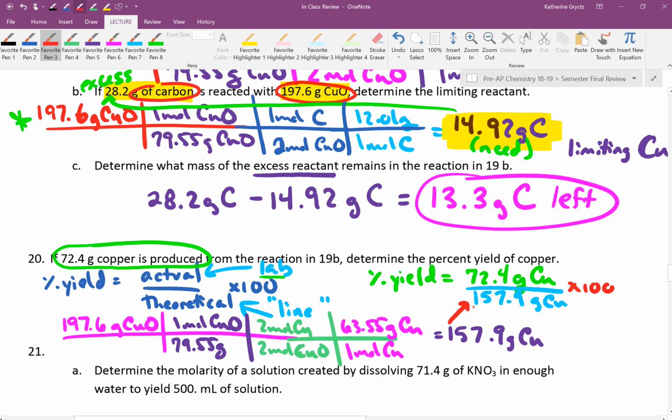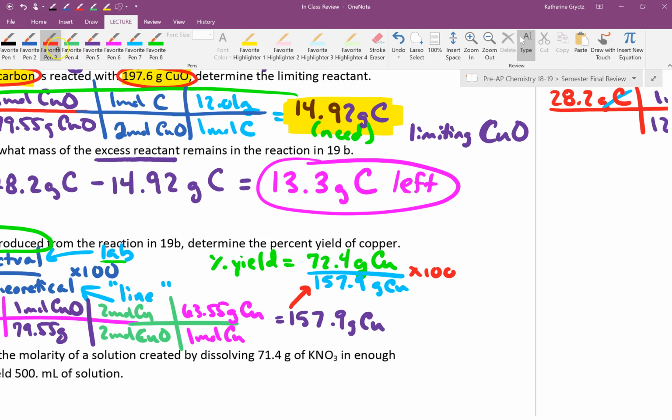Okay, so that guy goes right there on the bottom. So 72.4 divided by 157.9 times 100, and you get 45.9%, which is not great. Less than half of what you're supposed to get, but sometimes that happens.